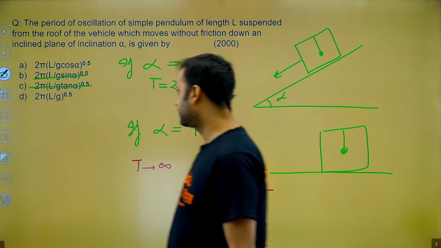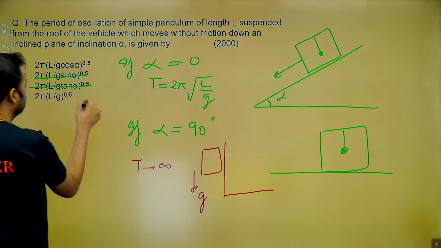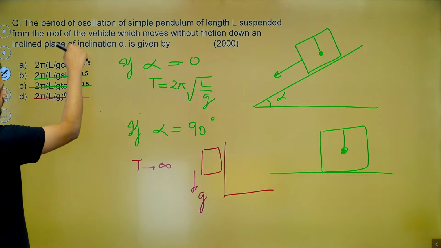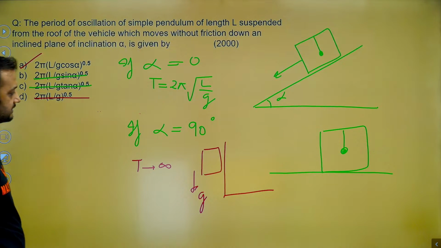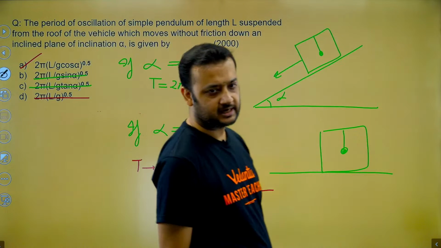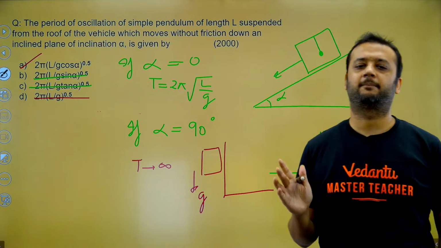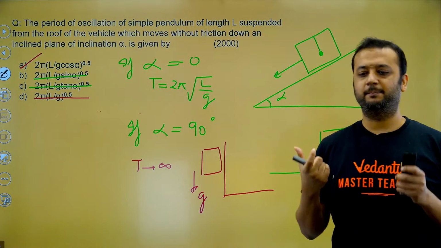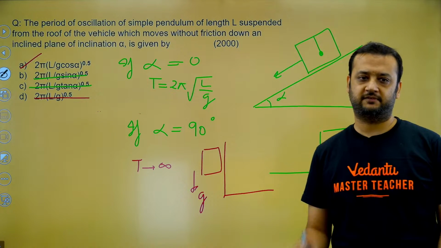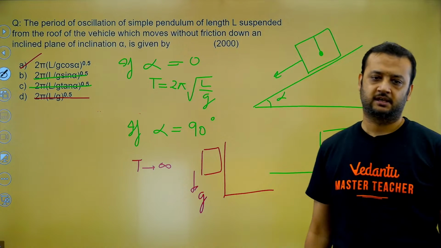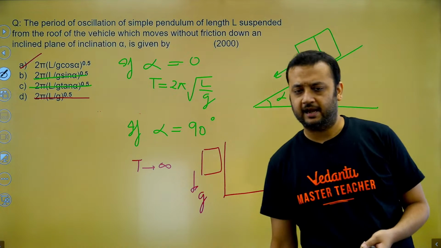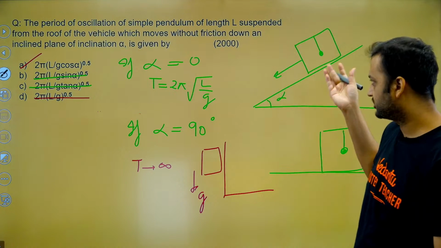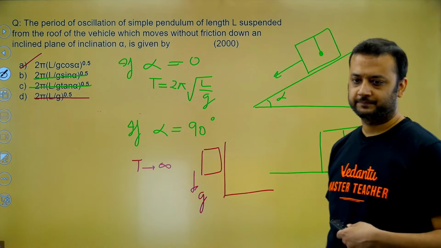This is not happening in option D. But if you put alpha 90 in option A, it goes to infinity. Hence, option A should be the correct answer. Guys, I hope you are understanding. We are just applying some smart, basic physics knowledge, not very high-fi physics, just mains level physics. And we are able to do these advanced questions, a 2000 JEE Advanced question, right?